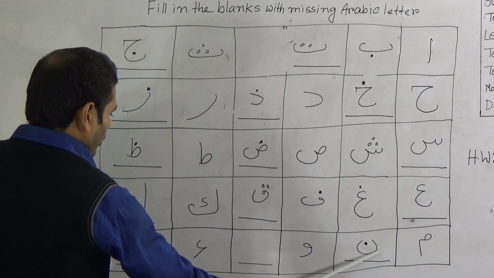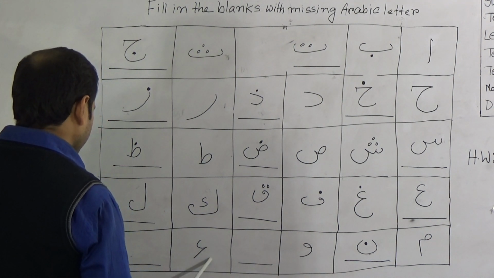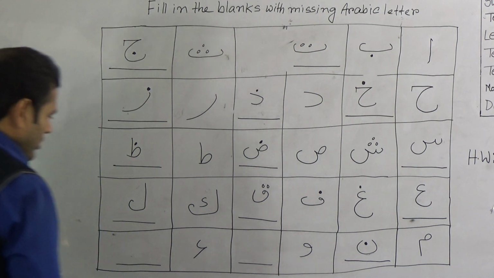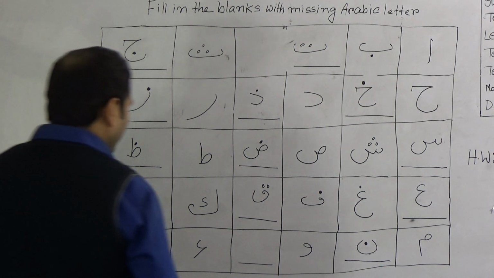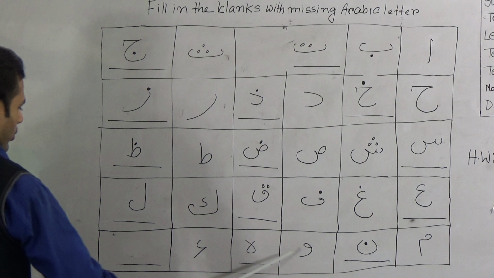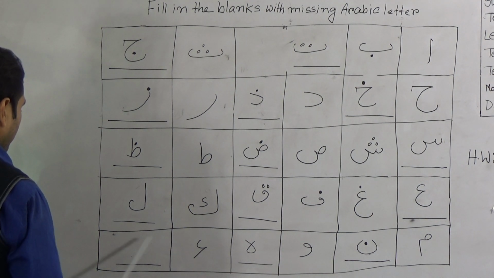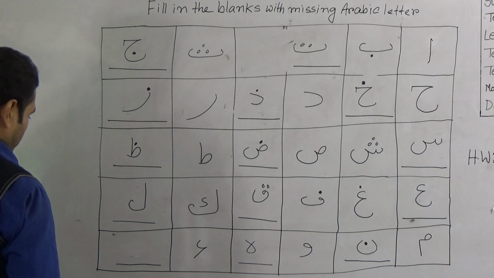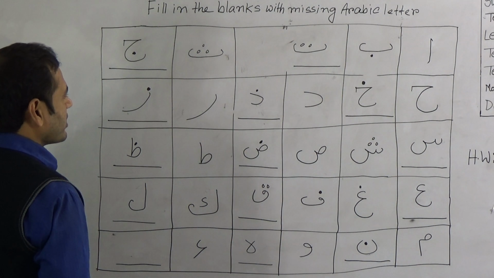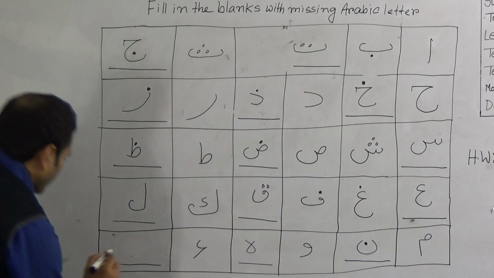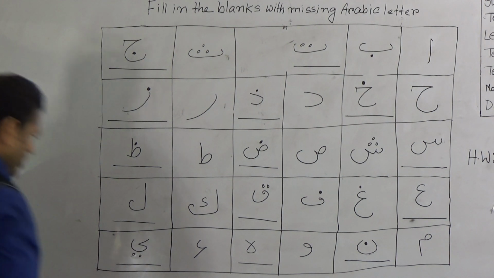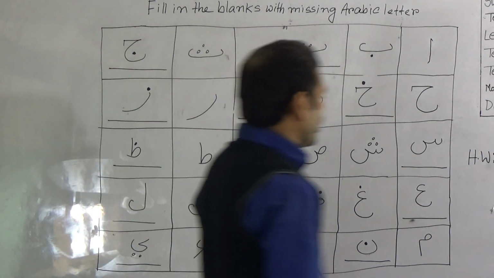Now Mim, Noon, Waw, blank, Hamza. So after Waw, what will be here? Students, Ha will be here, so we'll write Ha. Now Waw, Ha, Hamza, and the last one is the missing letter. So the missing letter will be what? Students, I think all of you know that the last letter of the Arabic alphabet is Ya, so we will write Ya. Dear students, I think all of you understand.